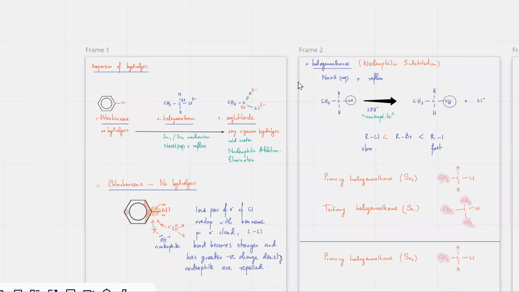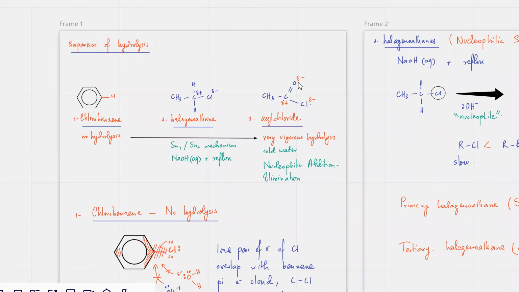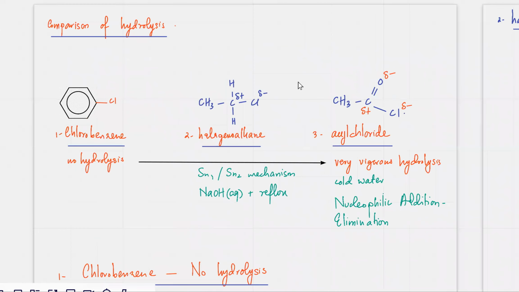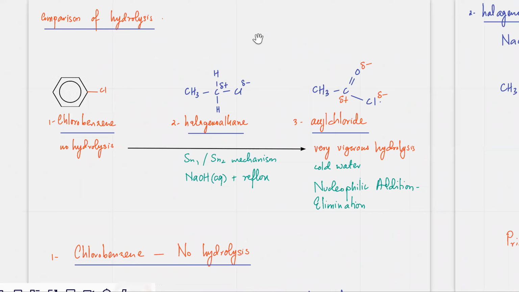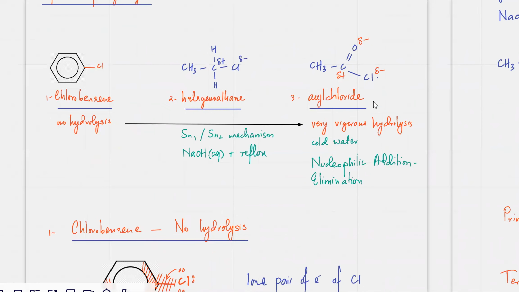This is the next thing that we did. The other things that are important are comparison of hydrolysis of chlorine-related compounds. So you must know all of this. The 3 types of chlorine-related compounds we did hydrolysis of are chlorobenzene, normal halogenoalkanes, and then acyl chlorides. So the first one is chlorobenzene.